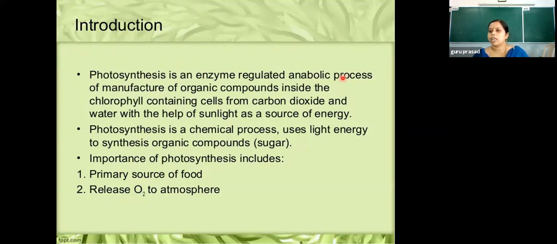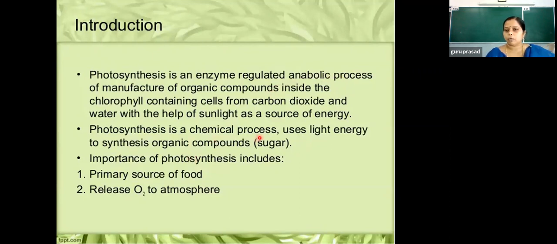So such a type of metabolic reaction is said to be what? Anabolic reaction. And the process is said to be anabolism. Whereas the breaking down of complex organic material to form simple compounds such as carbon dioxide, right? Isn't it? So such a process is called what? Catabolic reactions. And the process is said to be catabolism. Okay, photosynthesis is an anabolic process, meaning formation of a complex organic material.